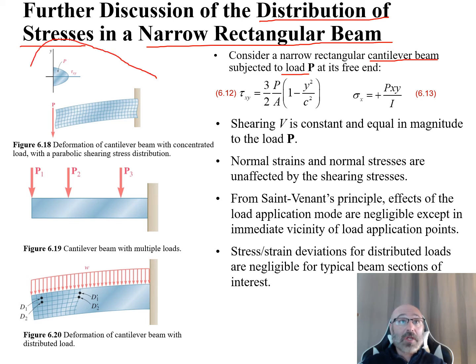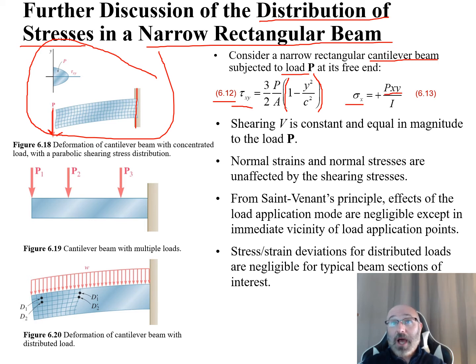In this figure, there's our cantilever beam, here's our fixed end, here's our free end, and here's that external load P applied at our free end. What we can see from that is our shear stress, tau xy, is given by the relationship shown in equation 6.12 in our textbook, where tau xy is equal to 3/2 times P over A times 1 minus y squared over c squared. And our normal stress, sigma x, is equal to a positive Pxy all over I. This equates back to equation 6.13 in our textbook.